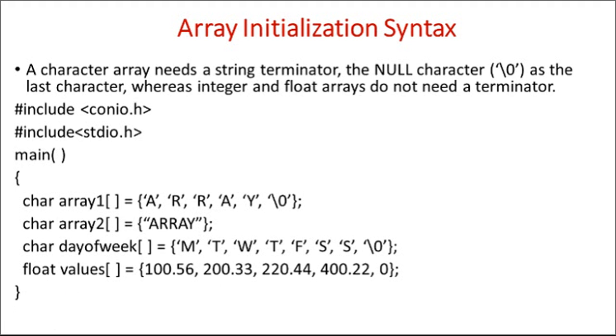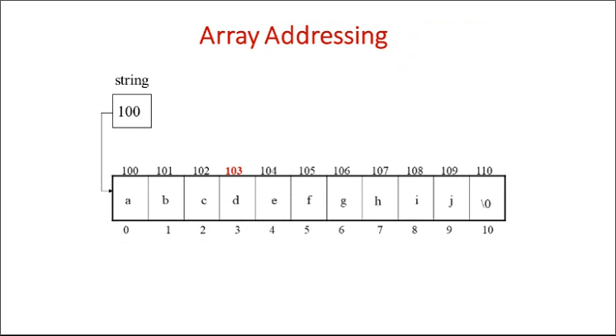Okay. So let's see how the addressing is done in case of the array. So this is the array addressing. Let's assume string is the name for this particular single dimensional character array. So string of 11, that is obviously the size, so 0 to 10. So at last, let's say the terminating character is provided.